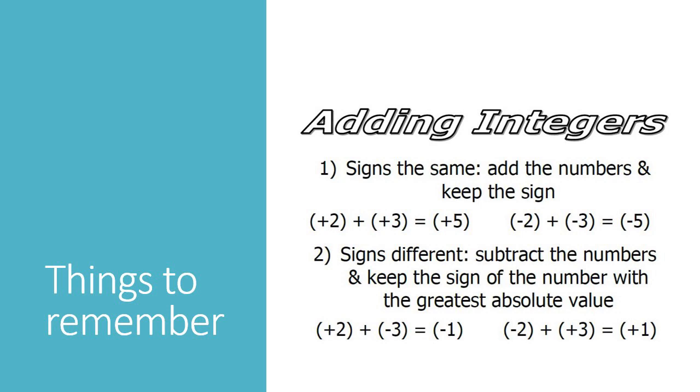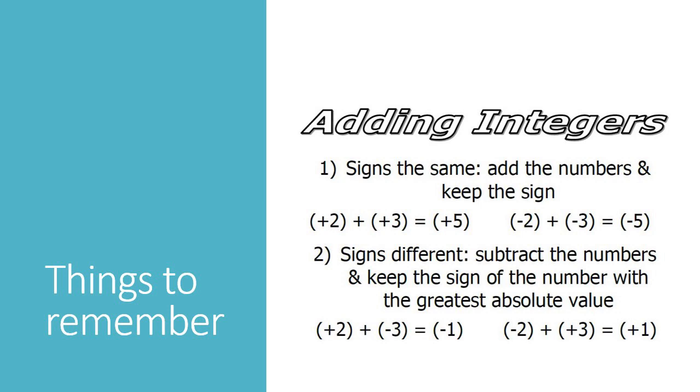In 2 and 3, 3 is greater. We have to consider the absolute value. Absolute value means not considering the sign. So in 2 and 3, 3 is greater, and 3 is having a minus sign. 3 is a negative integer. So the answer will be minus 1.